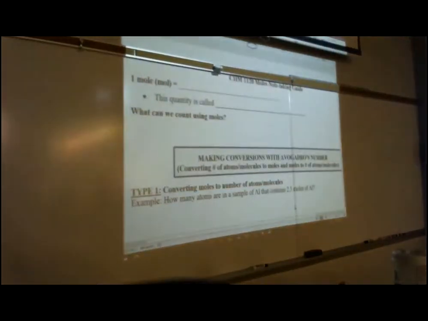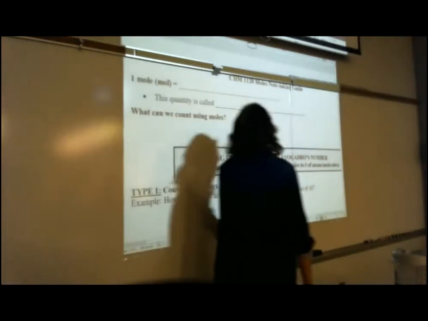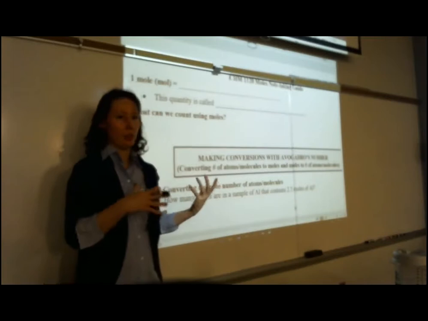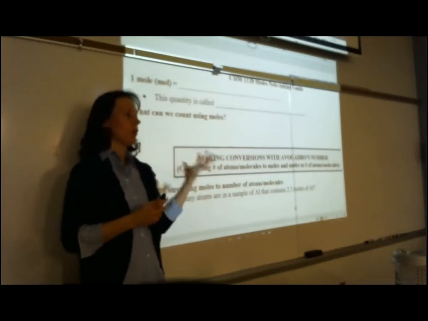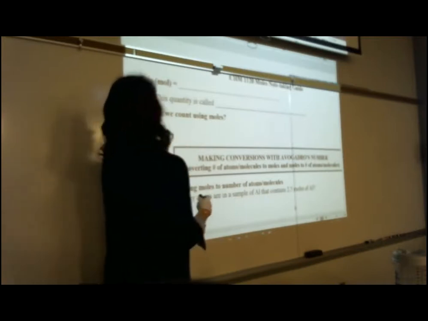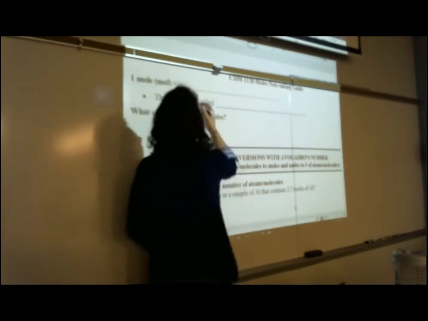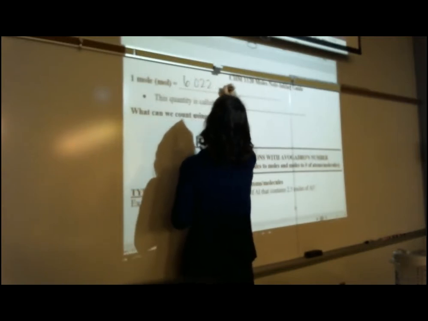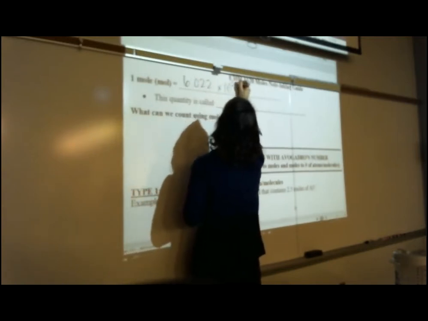All right, so we're going to talk about the mole today. A mole is analogous to a dozen, in the sense that when you hear the word dozen, what number comes to mind? 12, right? When you hear the word mole, the number that should come to mind is 6.022 times 10 to the 23rd.